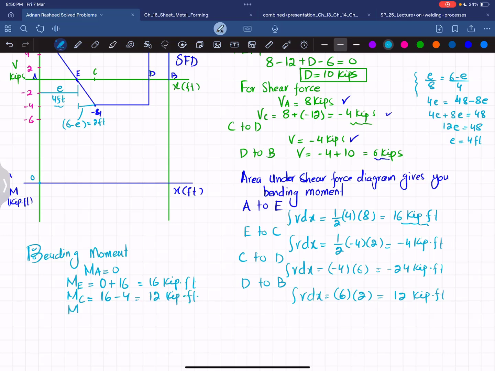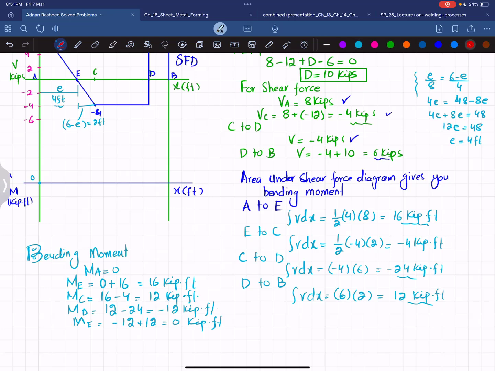At point D, the moment will be equal to MC, which is the net moment up to point C, that is 12 feet, and the moment from C to D is -24. So that will give you -12 kips into feet. And at point E, the moment will be equal to MD, which is -12, plus the moment from D to B, which is +12, giving you 0 kips into feet at point E. Now we'll plot all these points to get the bending moment diagram.